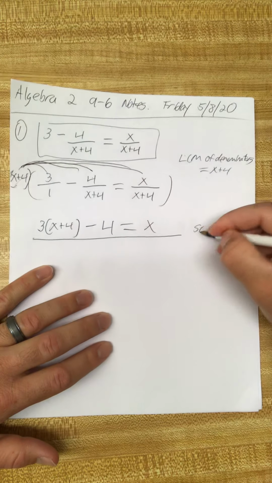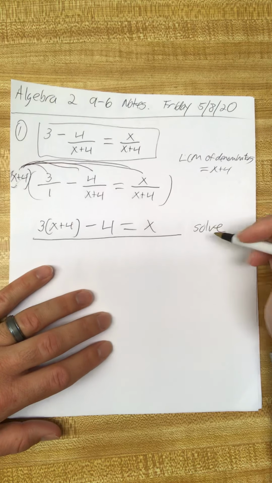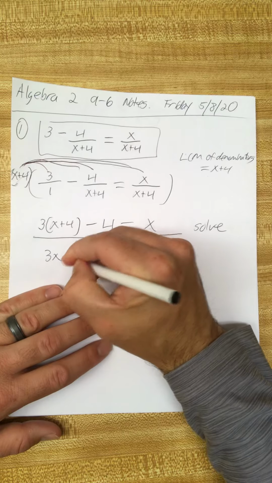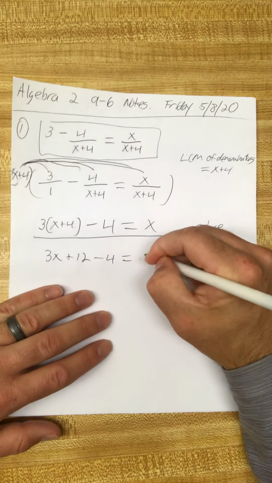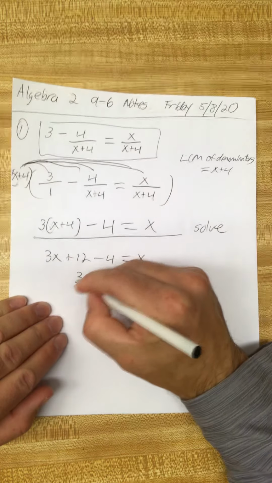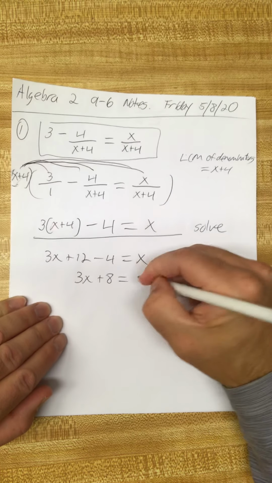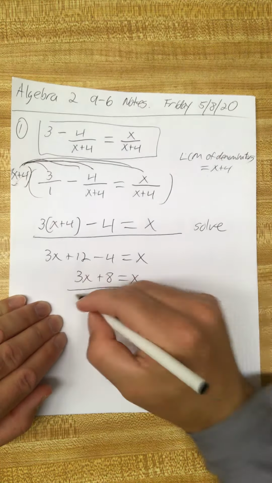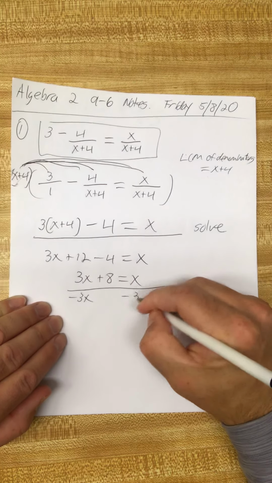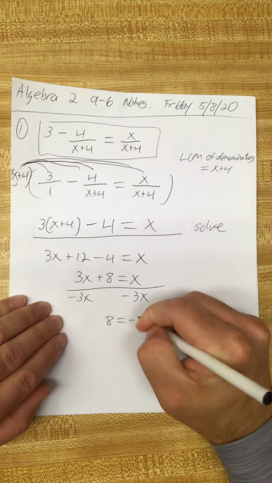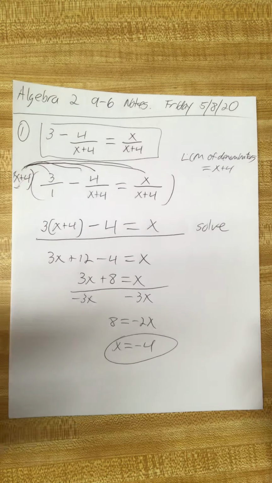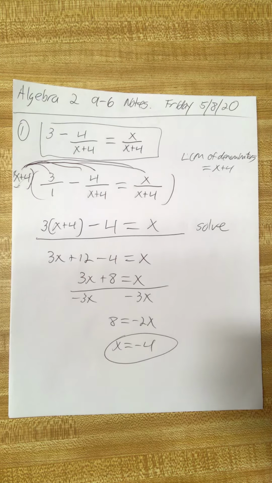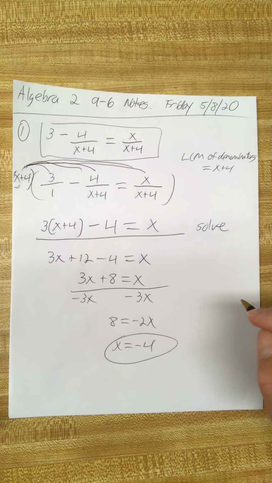So then I just got to solve that equation. So that's going to give me 3x plus 12 minus 4 equals x. So it gives me 3x plus 8 equals x. If you want to subtract 3x from both sides, I'll get 8 equals negative 2x, so x is going to equal negative 4. That's it. So it's definitely the easier of the group there.